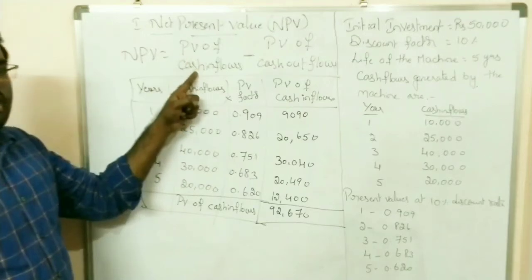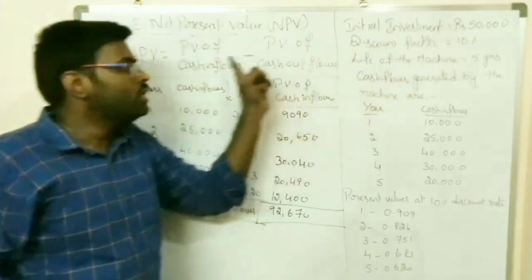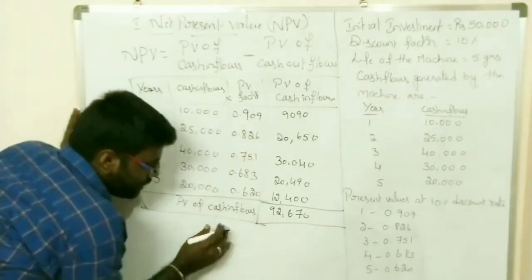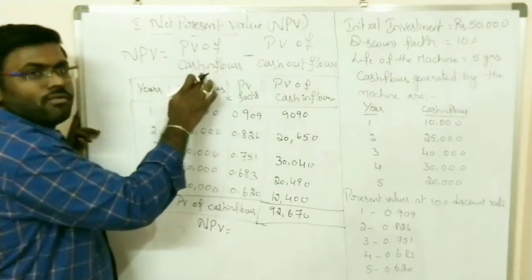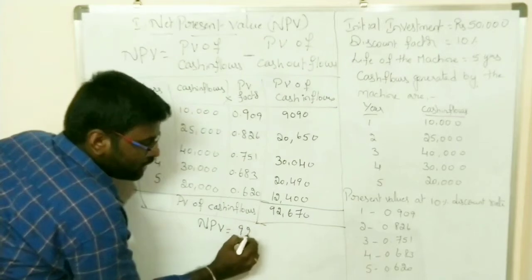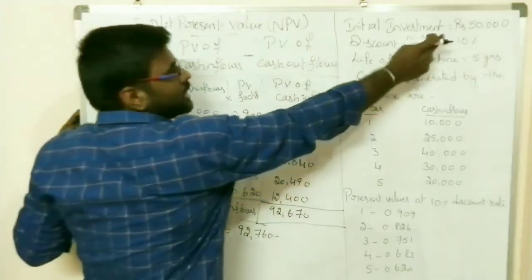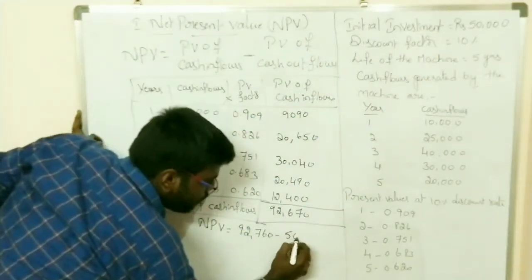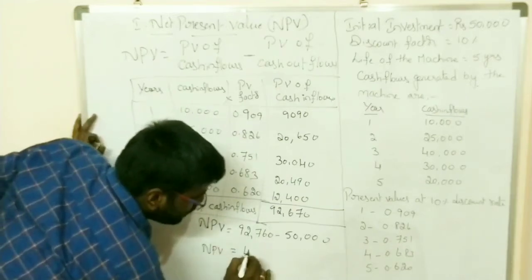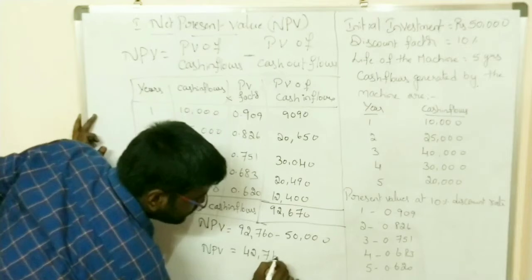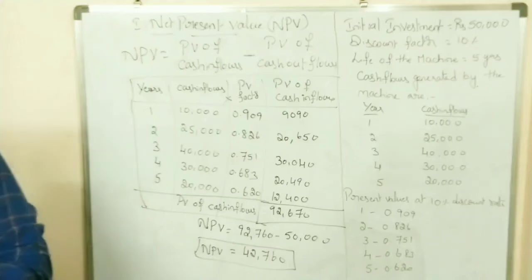So now we have the present value of cash inflows, and the present value of cash outflow is nothing but the initial investment. So we have both. Now we'll calculate NPV. NPV is the present value of cash inflows, that is 92,760, minus the present value of cash outflows, which is the initial investment of 50,000. So you will get an NPV value of 42,760. This is how we calculate NPV.